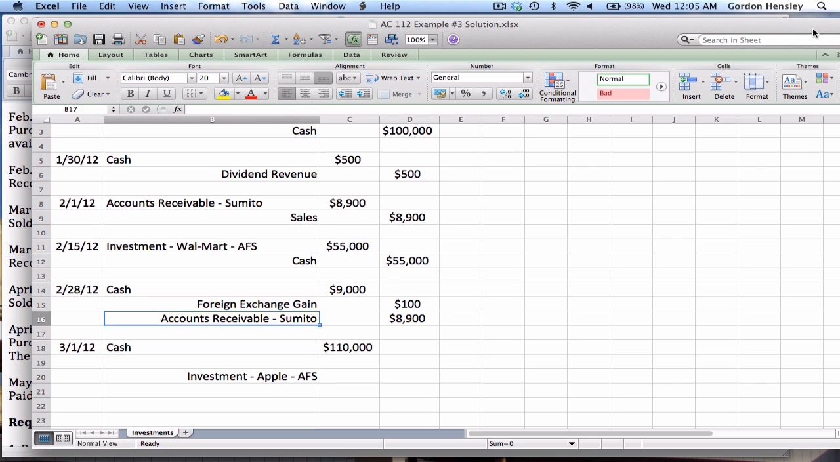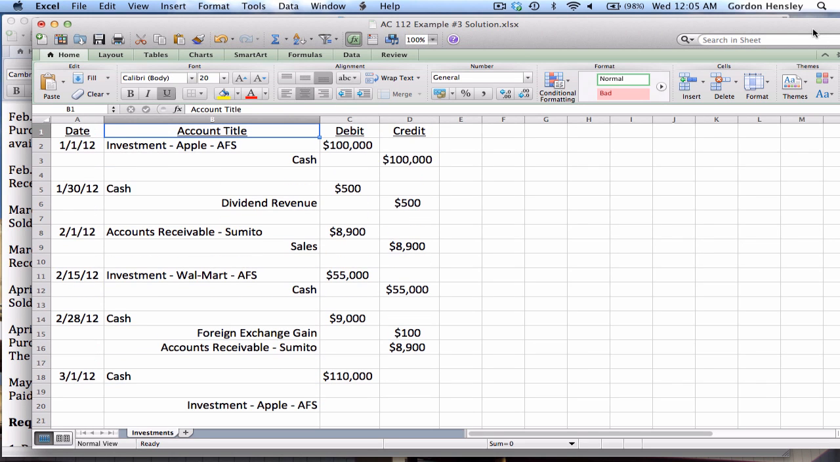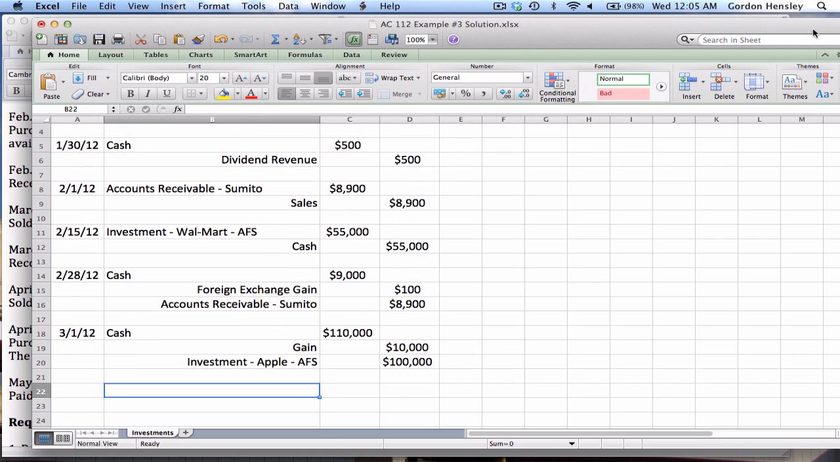Now, what was the value of it? Again, here's where the labeling comes in handy. Right up here was my investment in Apple AFS. I paid $100,000 for it. So I will credit it to take it off the books at $100,000. The difference there is $10,000. And what is that? That is simply a gain. It's a gain on the sale of that stock. So that worked out pretty good.